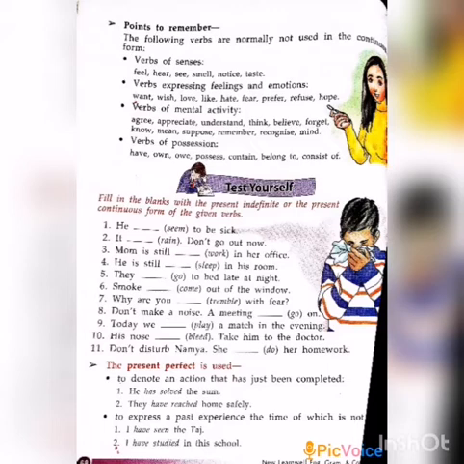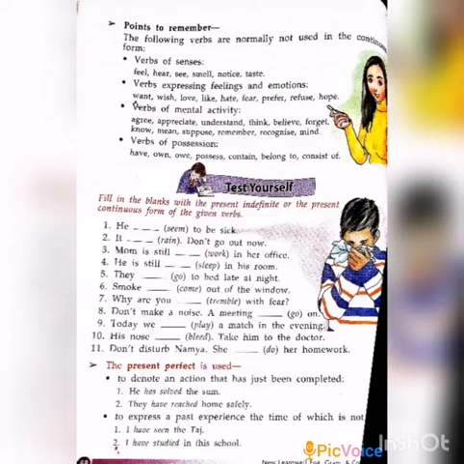And verbs expressing feelings and emotions, like want, wish, love, like, hate, fear, prefer, refuse, hope. Verbs of mental activity, like agree, appreciate, understand, think, believe, forget, know, mean, suppose, remember, recognize, mind. Verbs of possession: have, own, owe, possess, contain, belong to, consist of. So you should remember all these, because they are normally not used in the continuous form.